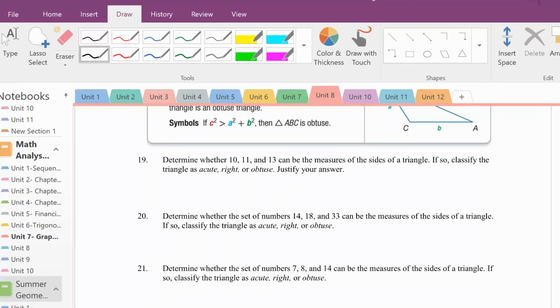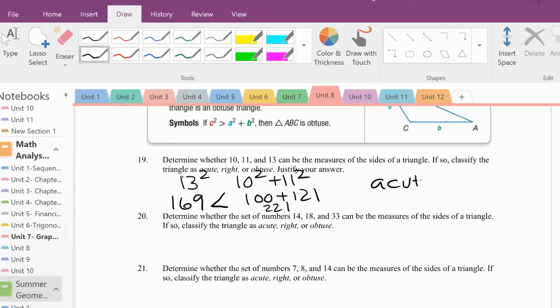So if you were given the sides 10, 11, and 13, you want to figure out if it's acute, right, or obtuse. Well, you have to determine how 13 squared compares to 10 squared plus 11 squared. So 169 compared to 100 plus 121. So that means it's less than, because that's 221. So this means it's an acute triangle.